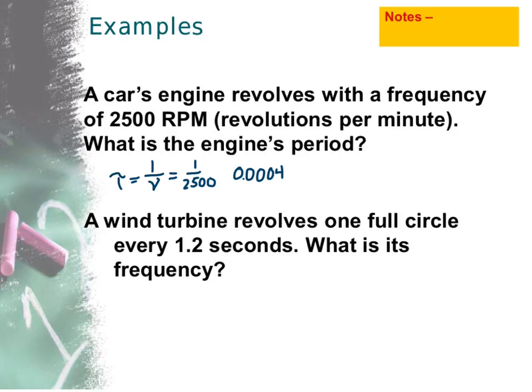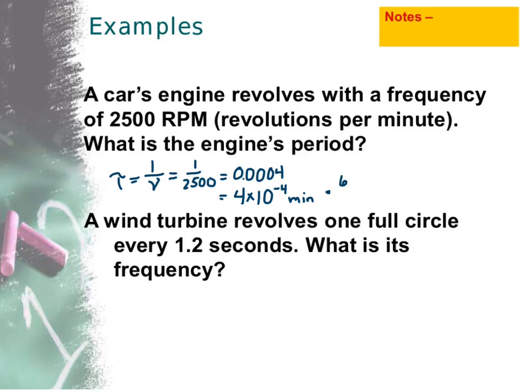Or if we were using scientific notation, we would write this as 4 times 10 to the negative 1, 2, 3, 4. 4 times 10 to the negative 4 seconds. Oh no, that's not seconds, that is minutes. Why is that in minutes? Because my frequency is in terms of revolutions per minute. So if I'm being asked to provide this car's period in seconds, then I would have to do a unit conversion.